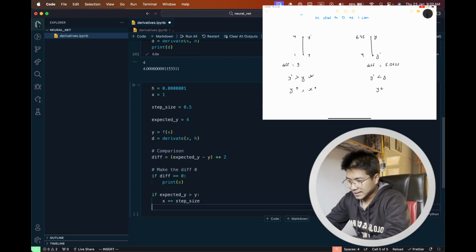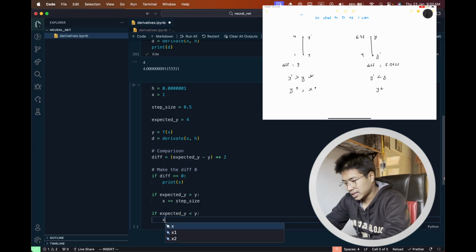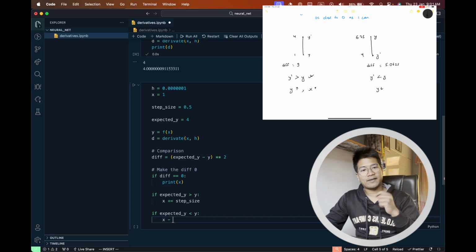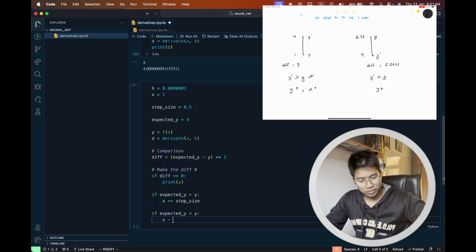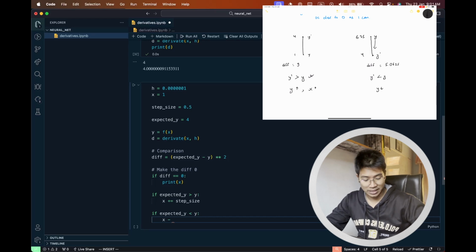Okay, if it is the case that your y value, or let's say expected y value, is less than your y value, then that would mean that you would want to decrease your x value so that your y, so in this case, right, your y value, you want to decrease it so that it's near the expected y.